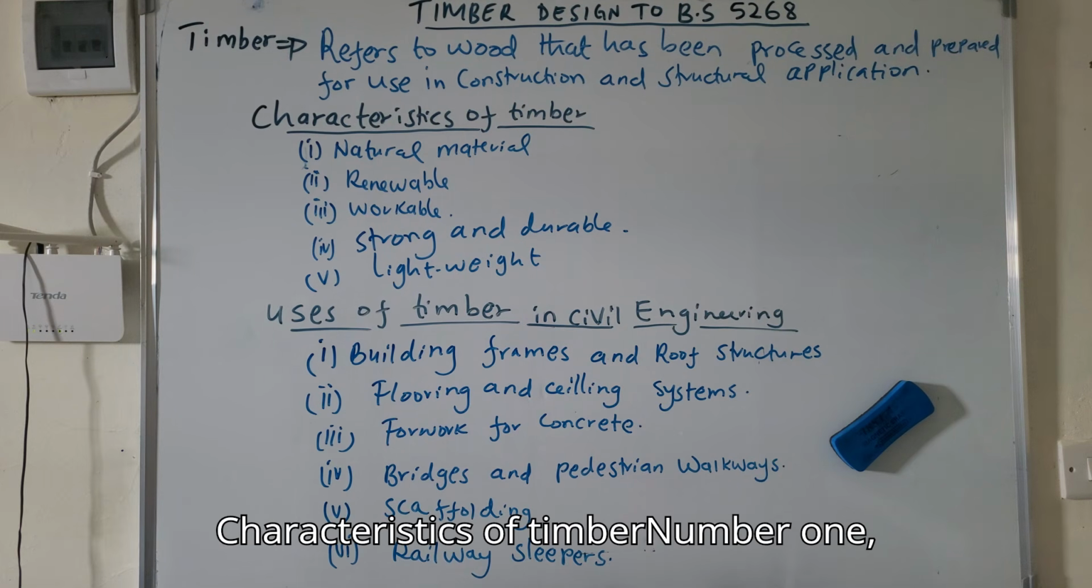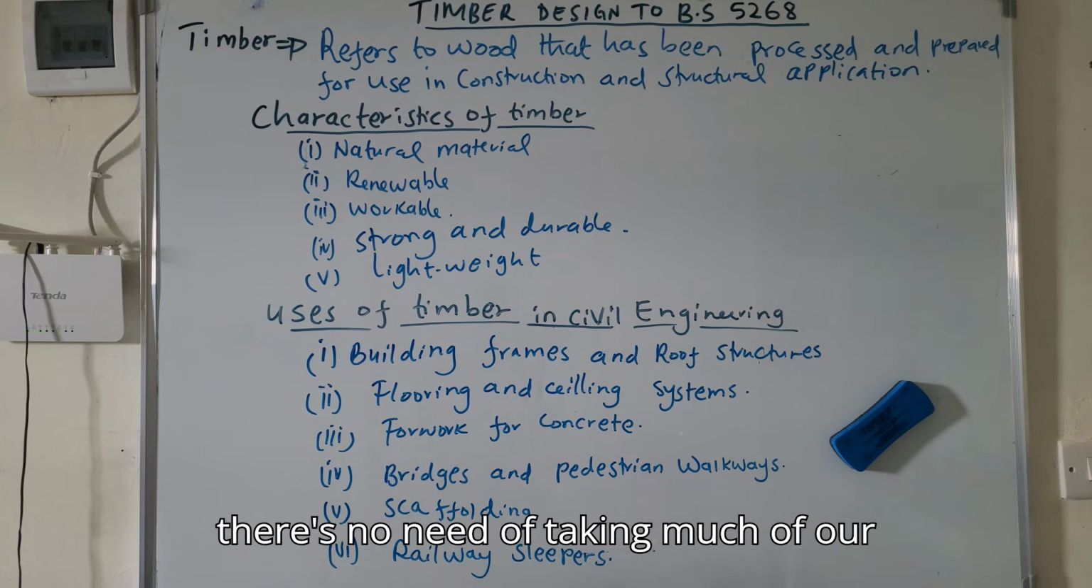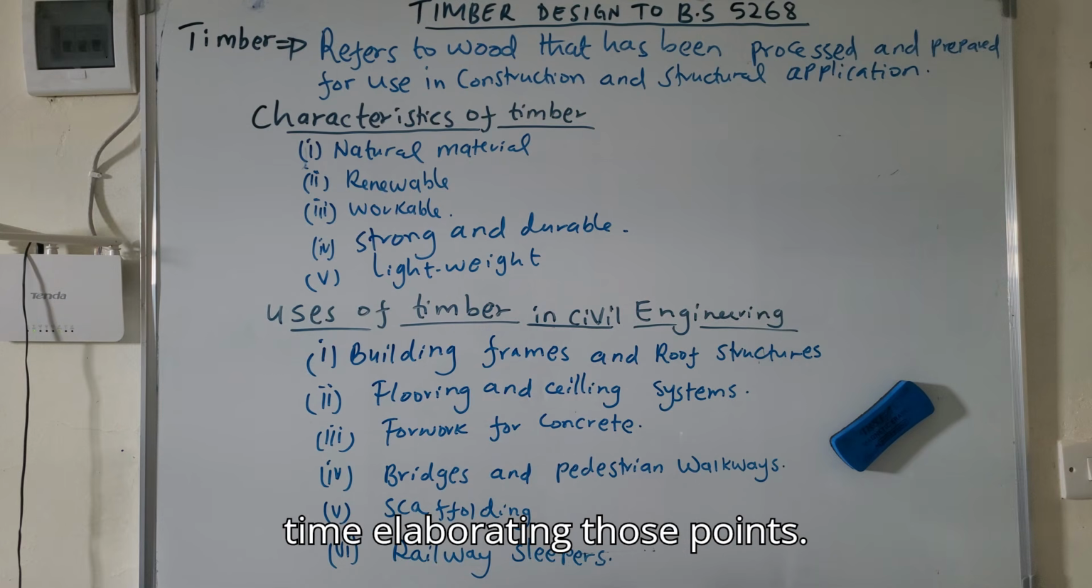Characteristics of timber. Number one, natural material. Number two, renewable. Number three, workable. Number four, strong and durable. Lightweight. Those are the characteristics of timber, and they are self-explanatory, so there's no need of taking much of our time elaborating those points.